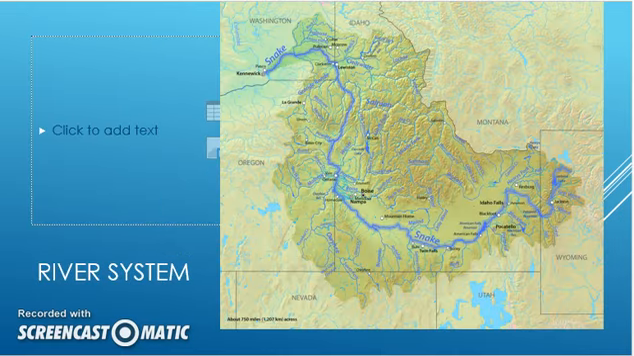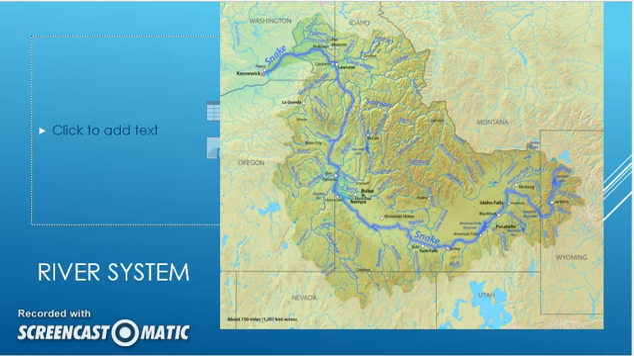River system. The Snake River is located in the USA. It begins in Yellowstone National Park in the state of Wyoming and joins the Columbia River, the largest river in the Pacific Northwest. The Snake River is the Columbia River's largest tributary. The Snake River is 1,735 kilometers long.